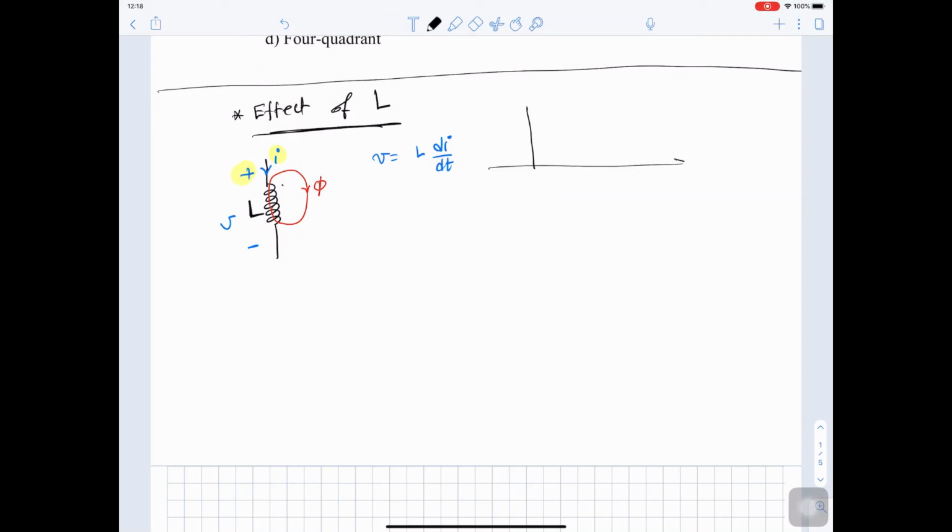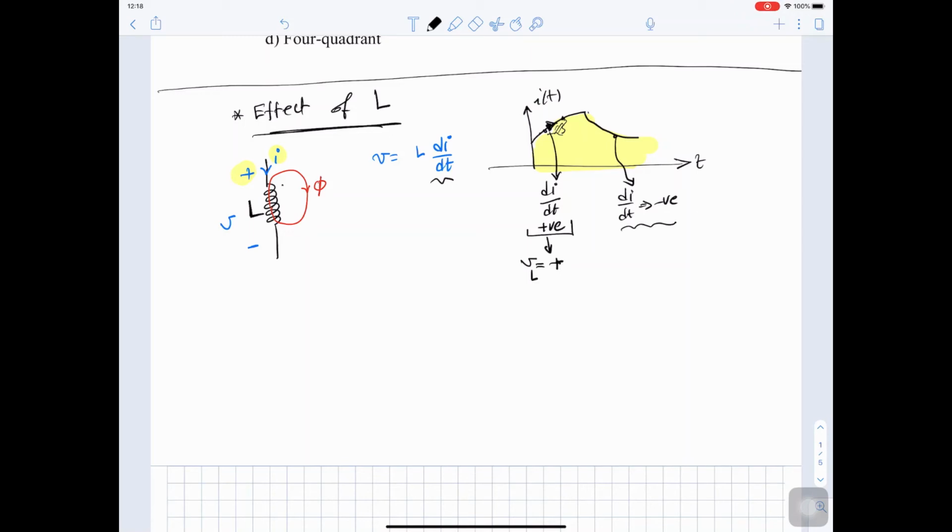So if we are sketching the current of the inductor versus time, and the current was increasing, in this part di by dt will be positive because the current is increasing. If you take the difference and divide it by the time, you get a positive value. And when the current starts to decrease, di by dt will be negative. But in both cases, the current is still positive. So when di by dt is positive, if you look at this equation, the voltage across the inductor will be positive.